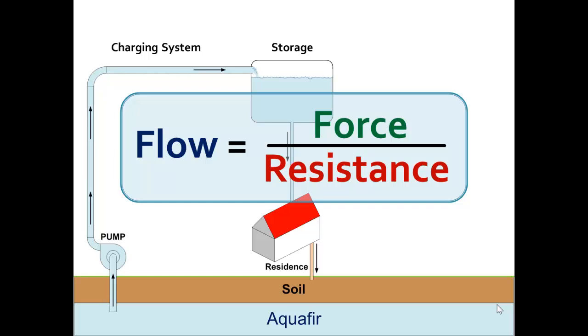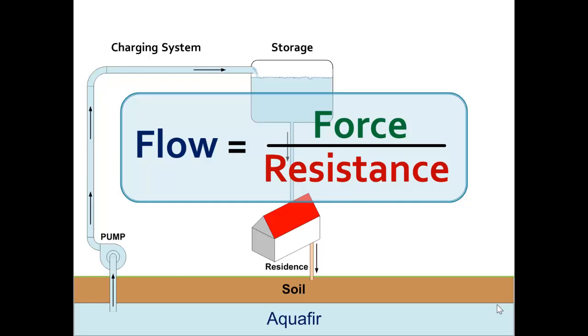I think that probably most people that are watching this video understand basic ratio and proportion, or fractions. So here we have force over resistance. If the force increases, the flow increases. If the resistance increases, then the flow decreases.